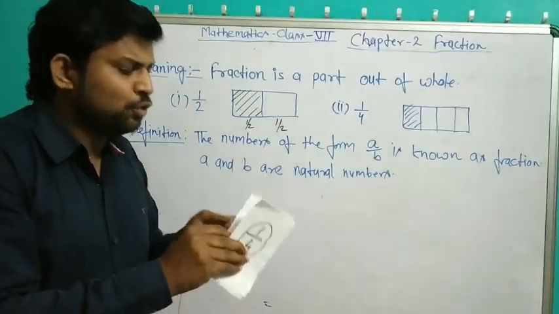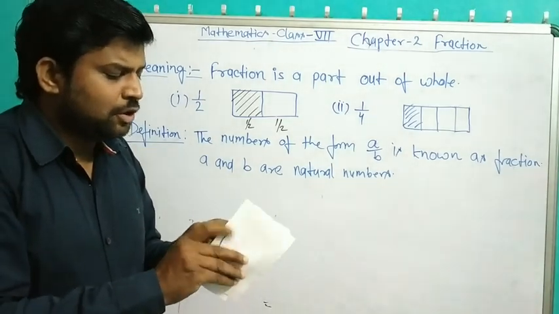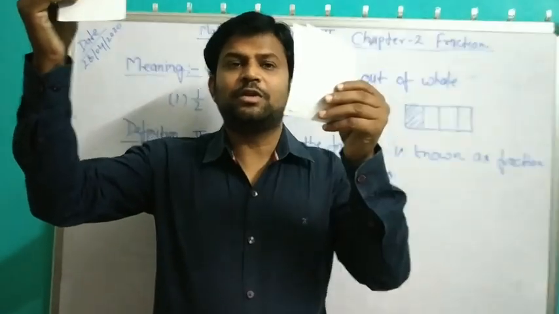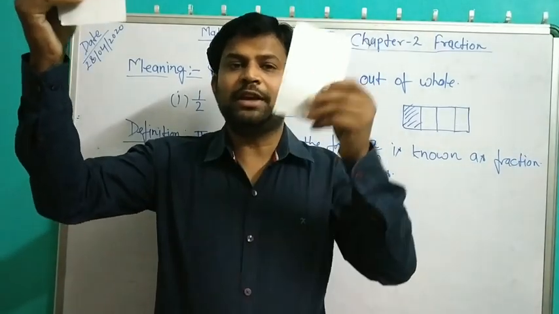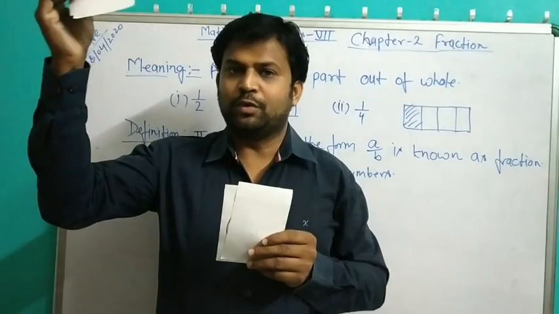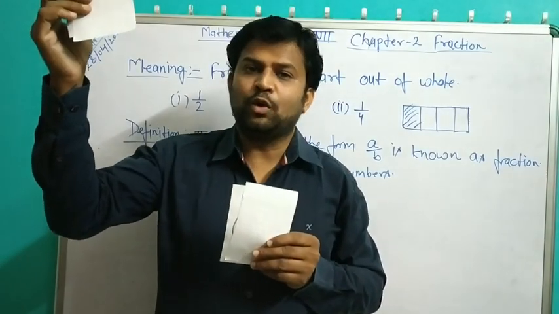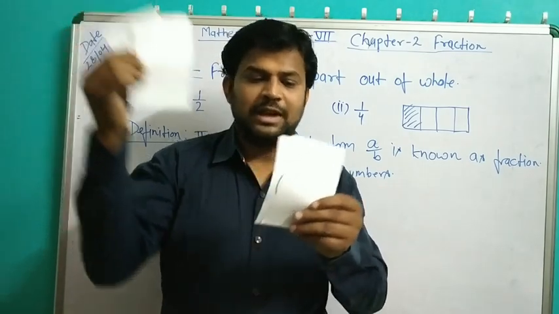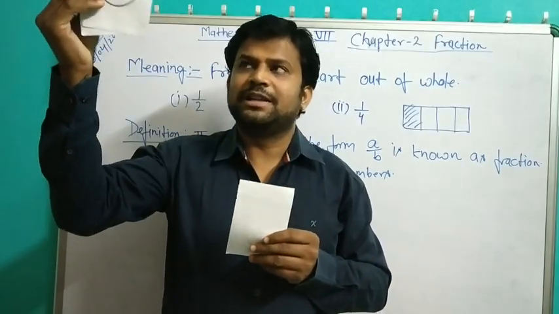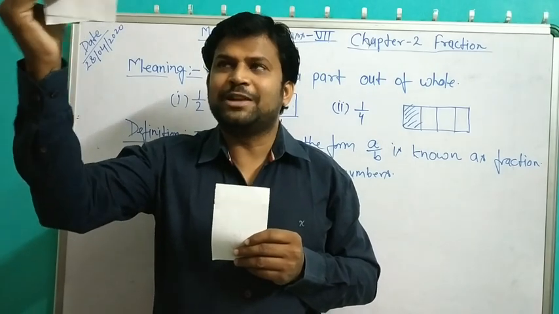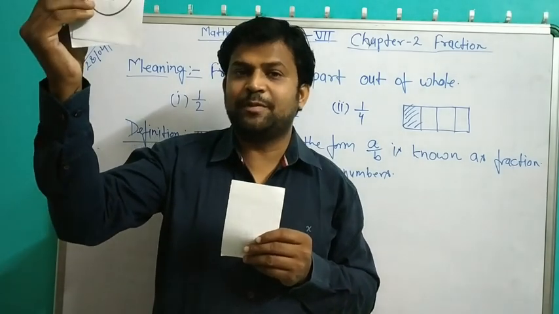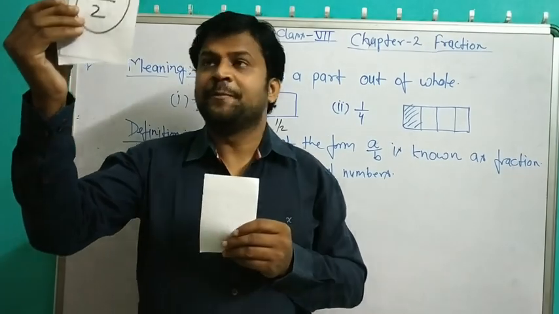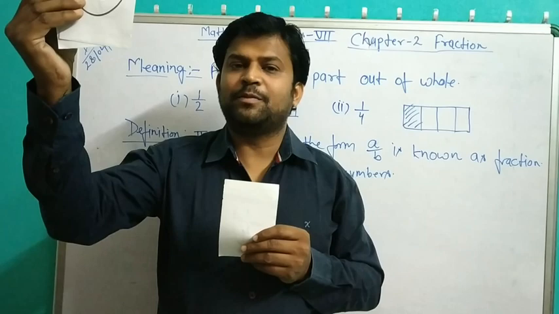And when we take two parts out of four parts, this is 2 by 4. Here 2 is the number of parts taken and 4 is the total parts. And when we take 3 parts, then this is 3 by 4. It means 3 is the parts taken and 4 is the total parts. 3 parts out of 4 means 3 upon 4.